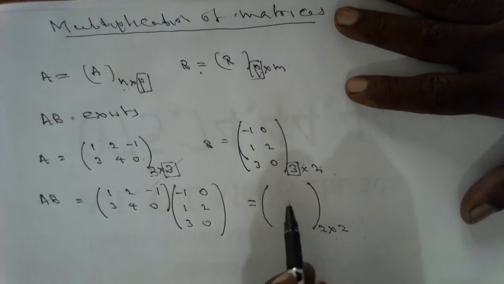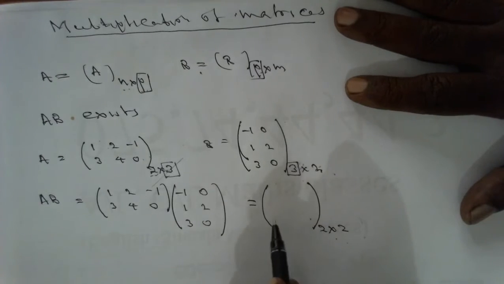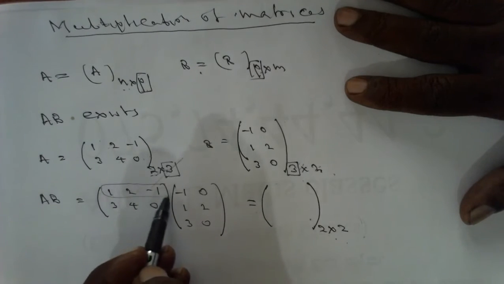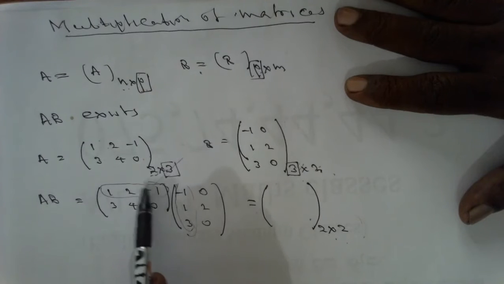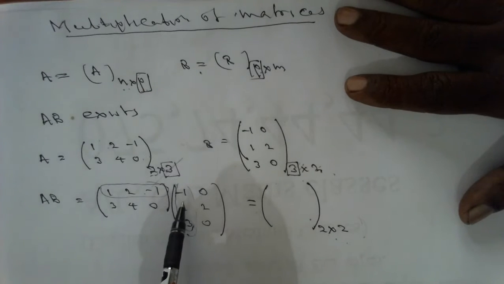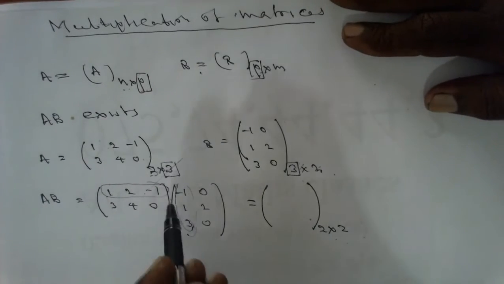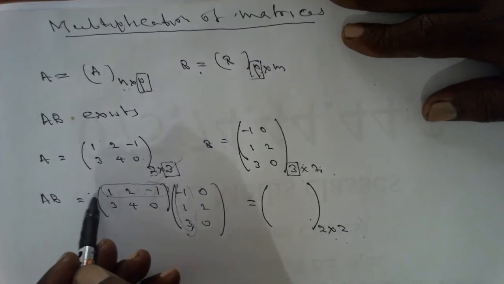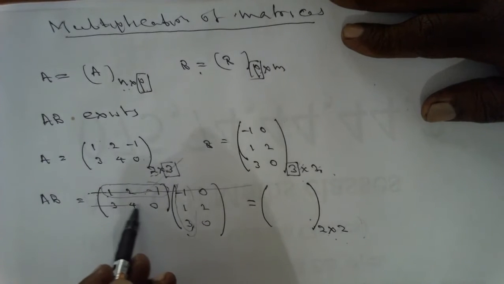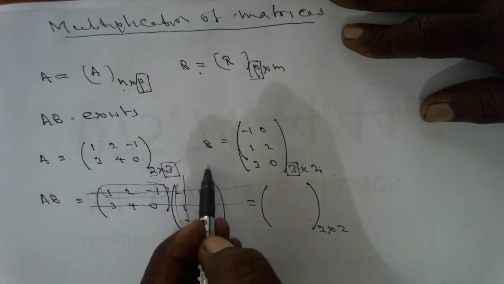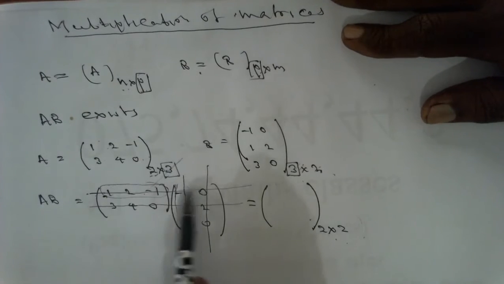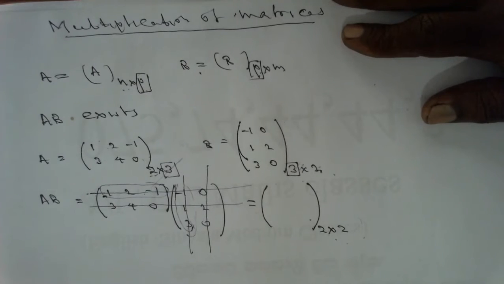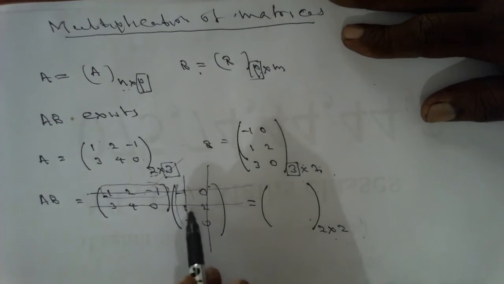So how do you get the number here? This row is multiplied with this column. How do you multiply a row by a column? If you draw lines, there are two rows and two columns. Two rows and two columns intersect. There are altogether four lines, and these four lines intersect at only four points. You see? Four points.